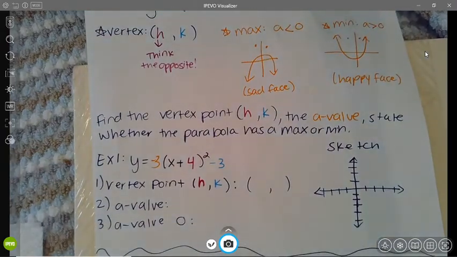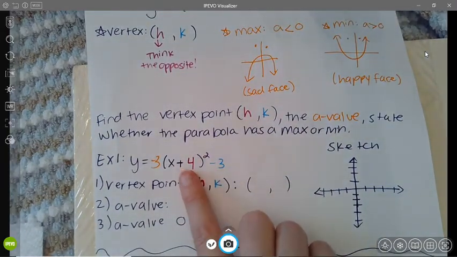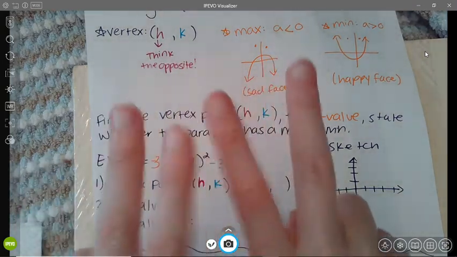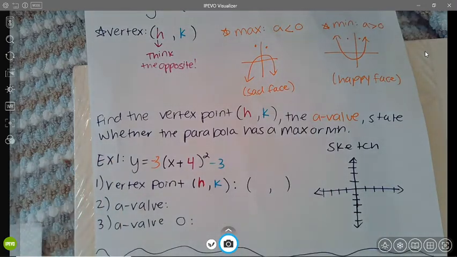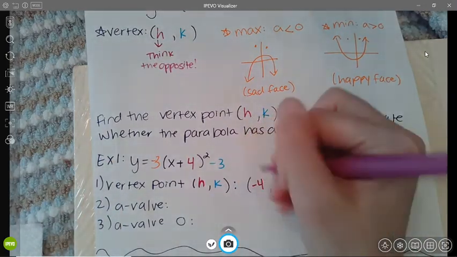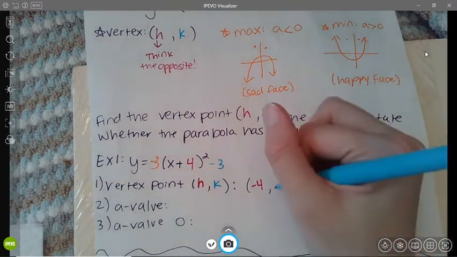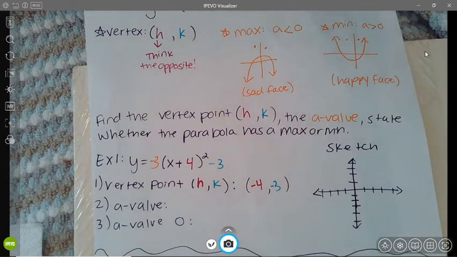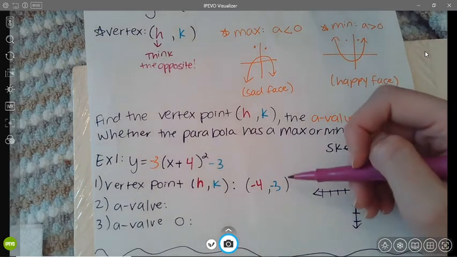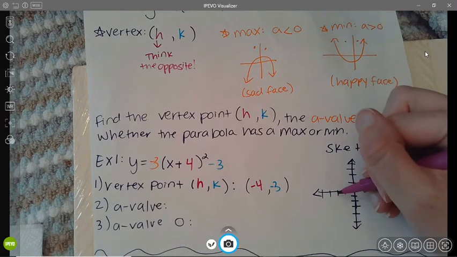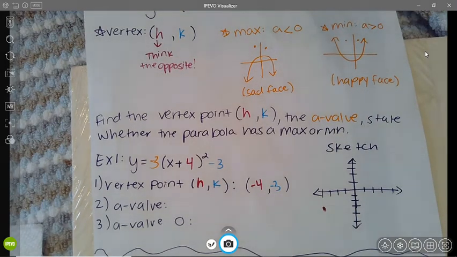So our vertex point is the h and the k. For the h, we have to flip that sign, so when it's +4, it looks positive, but it's actually negative. So the h value in my vertex point is -4. And then the k value is whatever's on the end, which is this -3. So my vertex point is (-4, -3). On my graph, I can already plot where my vertex point is going to land. It's going to land at -4, so 1, 2, 3, 4, and -3, 1, 2, 3. So that is where my vertex point will be.